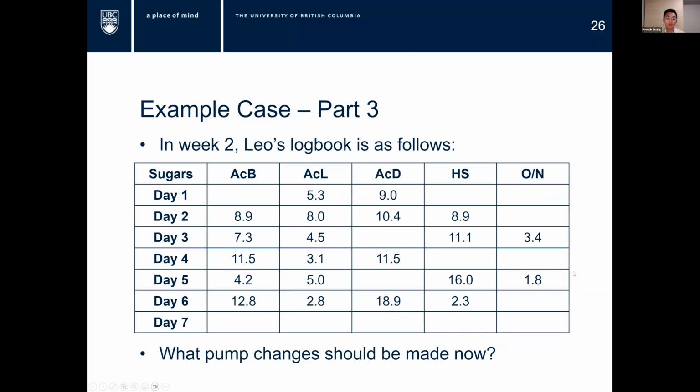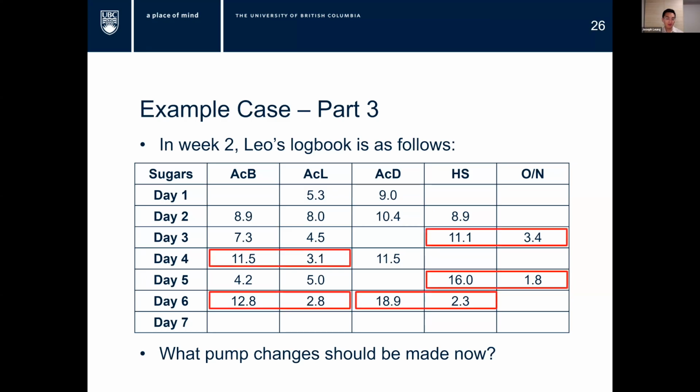So now, in the second week, we take a look at the logbook and we see perhaps some other patterns emerging. So once again, you can pause this video and see what patterns you see now. So one of the things that you might observe here is that there are now some low blood sugars. In fact, there are some that are quite concerning, down to 2.8, 2.3, even 1.8.